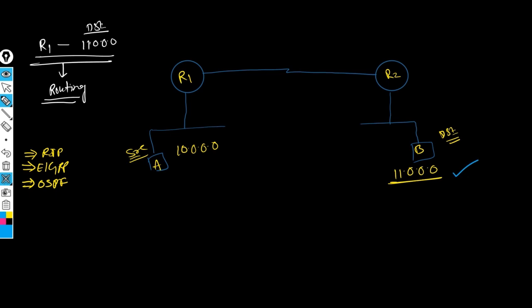I mean, you can configure multiple routing protocols to reach the same destination, but the routers will get confused about which one they should use. So that's where your administrative distance comes into the picture.